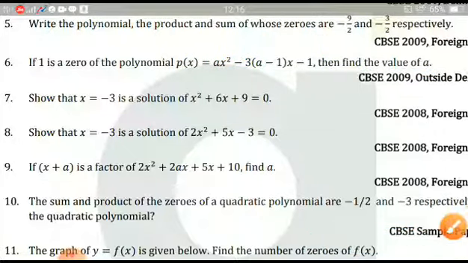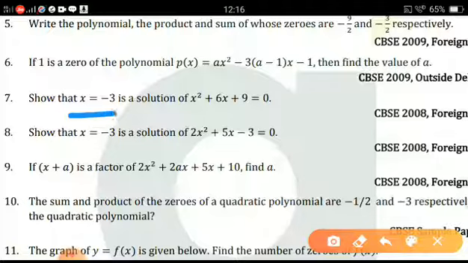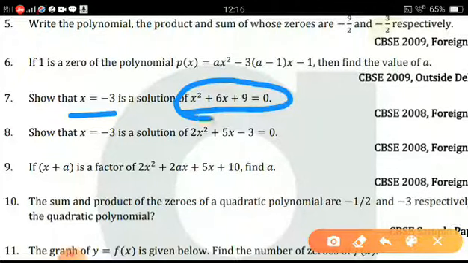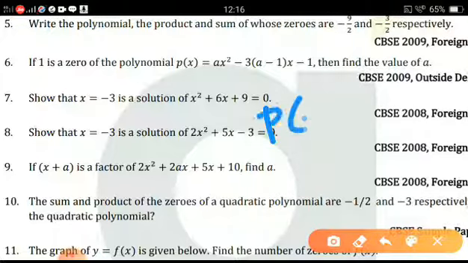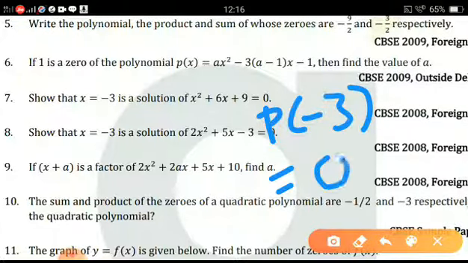Okay. Next, show that x equal to minus 3 is the solution of this equation. How to check whether x equal to a is a solution or a root of a given equation? I just have to check whether p of a is equal to 0 or not. So in this case, what should I check? I have to check whether p of minus 3 I'll get as 0 or not. Instead of x, write it as minus 3, and then see whether the answer is 0 or non-zero. If it is 0, it will be the root.